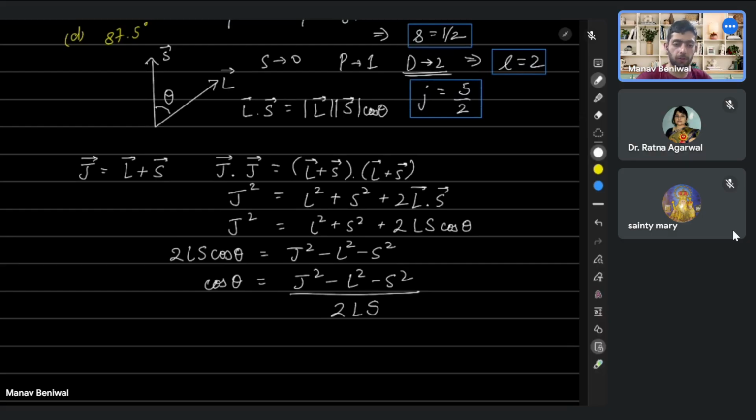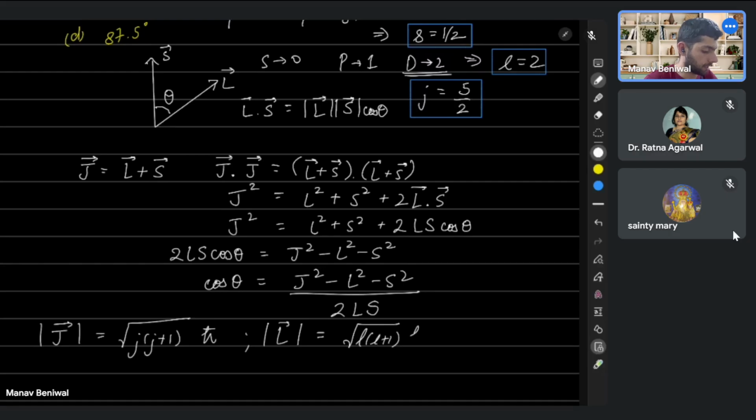For example, if you want to calculate the magnitude of J, that will be under root J into J plus 1 times h cut. Similarly for L, it will be under root L into L plus 1 h cut, and S will be under root S into S plus 1 h cut. We already have the values of S, L and J from our spectroscopic term, so we just need to plug in the values.